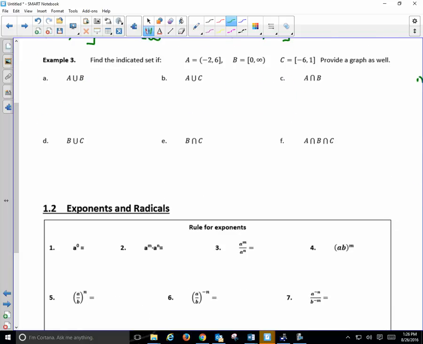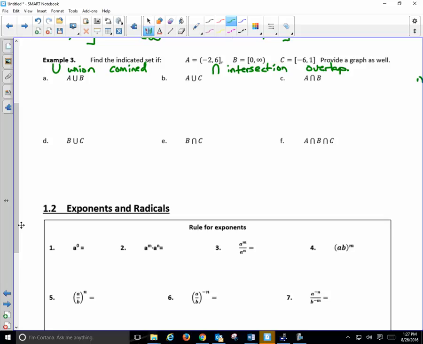All right. Now we're going to switch it up a little bit. We're going to teach you something a little bit new. If you see this symbol, that is called a union. And that means the combined group of the two elements given. Whereas if you see this symbol, this means intersection, or the overlap of the sets that are given.